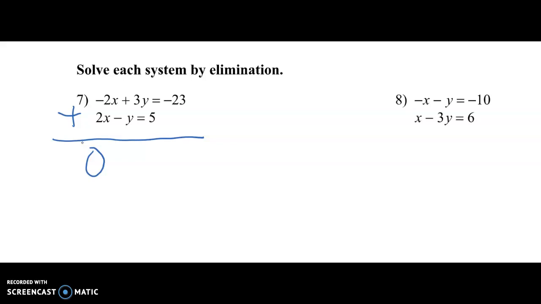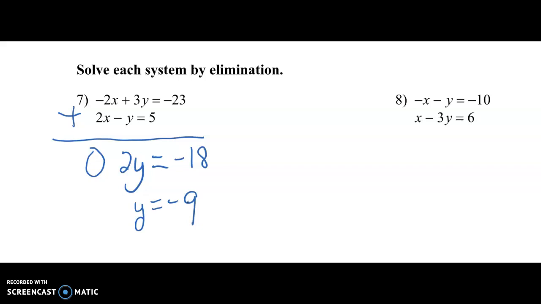So now we've got to remember, we want to continue on with that process, and we want to add the like terms vertically. So 3y plus a negative 1y is a positive 2y equals negative 23 plus 5. Add those together, we get negative 18. So now we're left with an equation with just one variable, which we can solve for pretty easily. All right, so we get y is equal to negative 9.